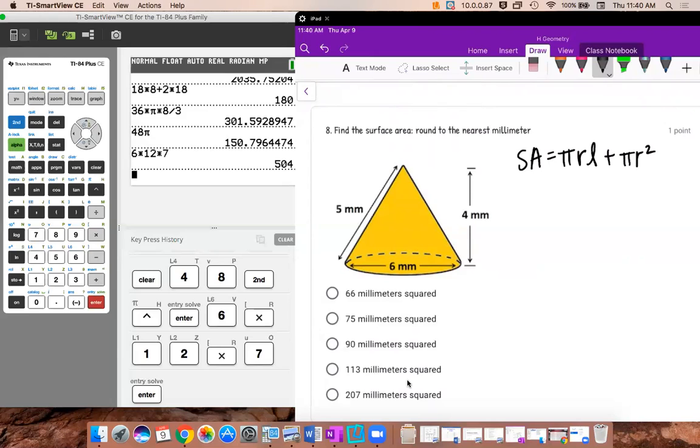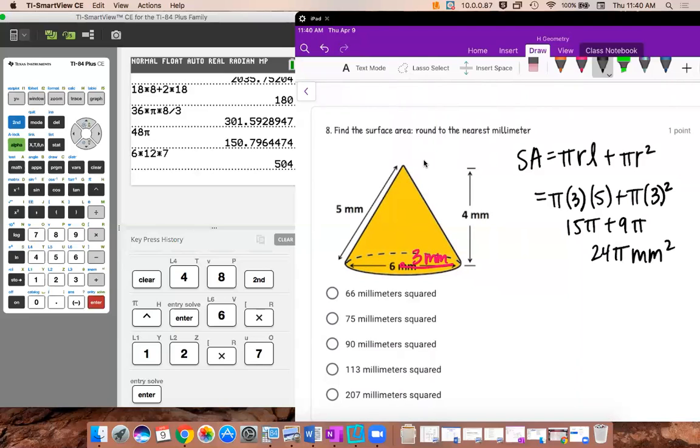So the first thing we need is radius. Cut this in half. Our radius is going to be 3 millimeters. And then we do have our slant height is 5. So then we're just good to plug this in. So pi, the radius was 3, the slant height was 5, plus pi 3 squared. So this becomes 15 pi plus 9 pi, which is 24 pi millimeters squared, because we're working with surface area.